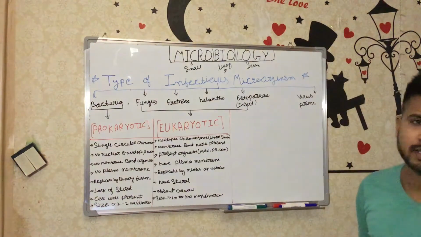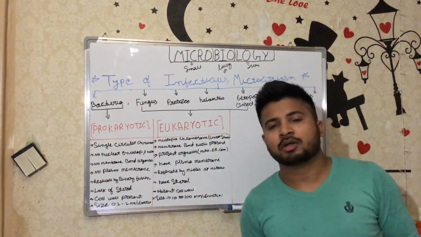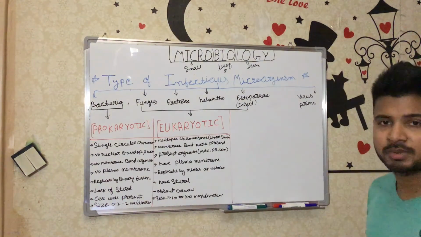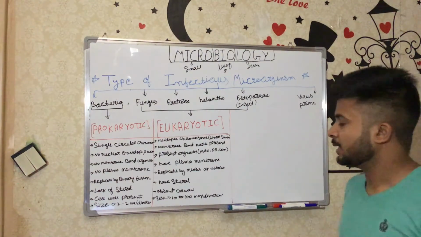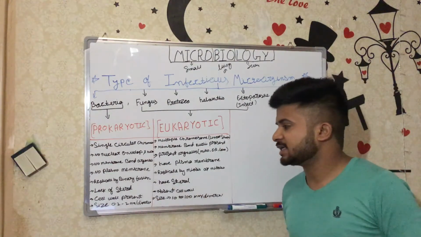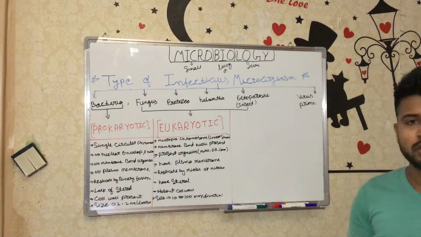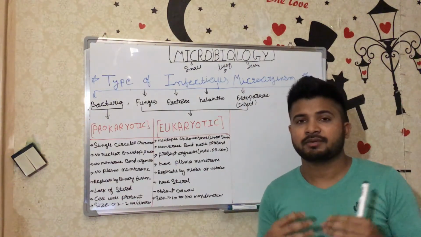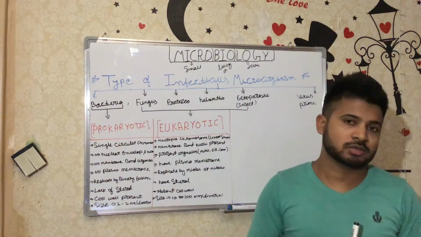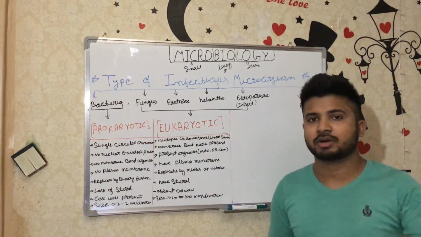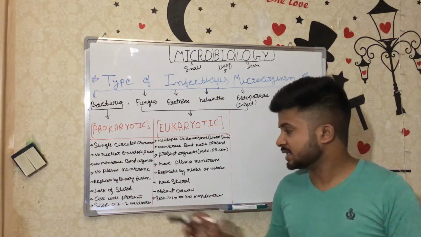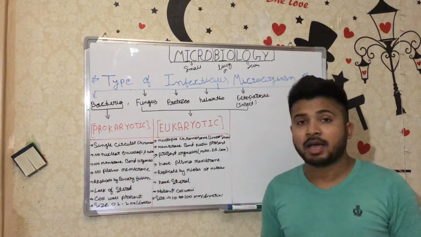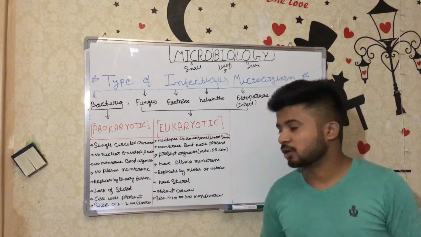Sterol means the group of cholesterol. Cholesterol is present in our human cells, our human body. The main function of sterol is to prevent osmotic burst. Whenever the osmotic pressure changes between extracellular and intracellular, the cell can burst, so sterol prevents the burst. That's why prokaryotic cells can easily burst due to the lack of sterol.